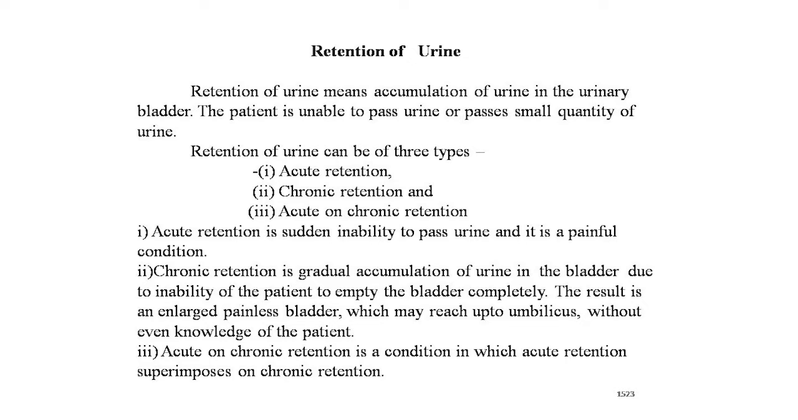Second is the chronic retention, the gradual accumulation of urine in the bladder due to the inability of the patient to empty the bladder completely. The result is an enlarged painless bladder which may reach up to the umbilicus without even the knowledge of the patient.